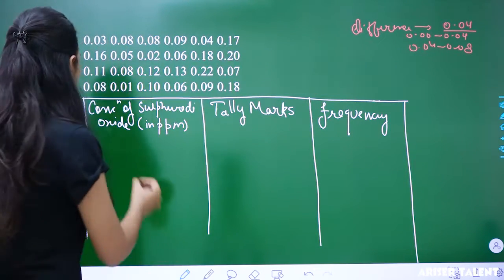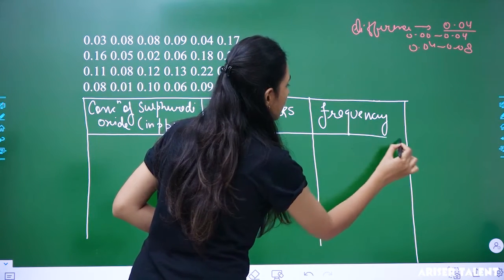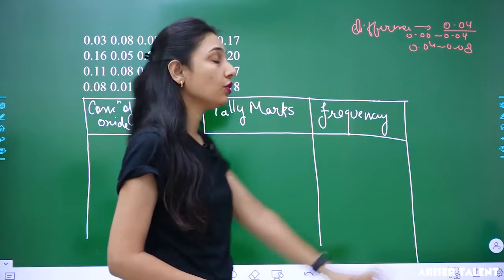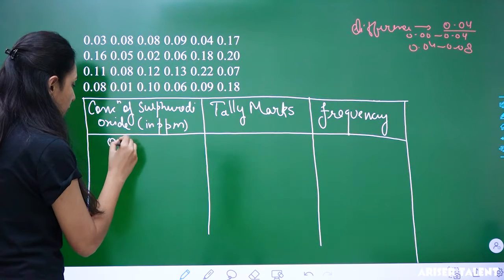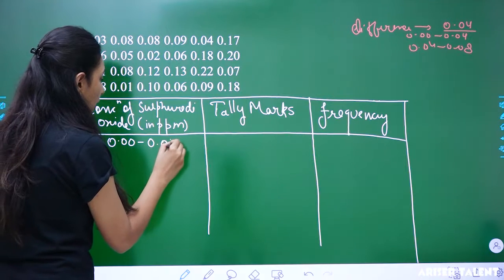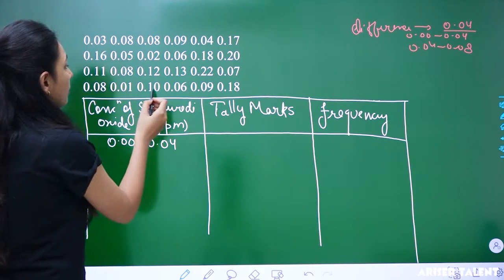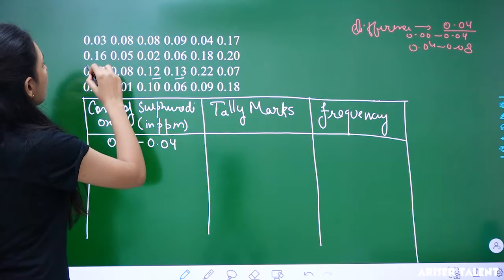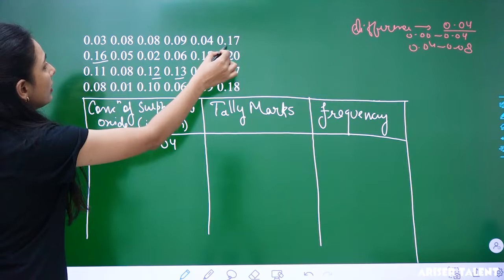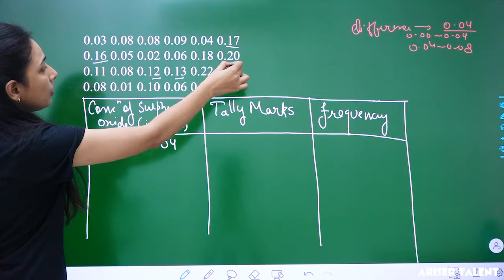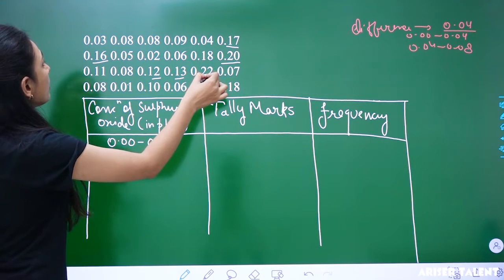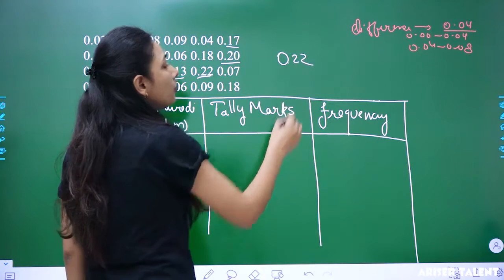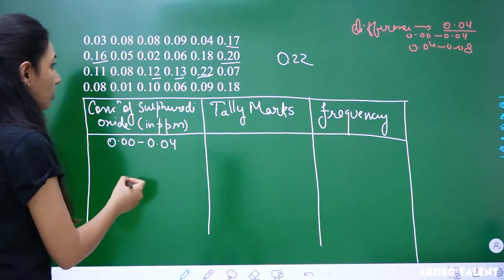Now we have to start from 0.00 to 0.04. Now the maximum value: going through the data, 0.18, more than 0.13, more than 0.16, then 0.17, 0.20, and after 0.20, 0.22 is here. After 0.22, is there a larger value? No. So the maximum value is 0.22, so our range will go like that.